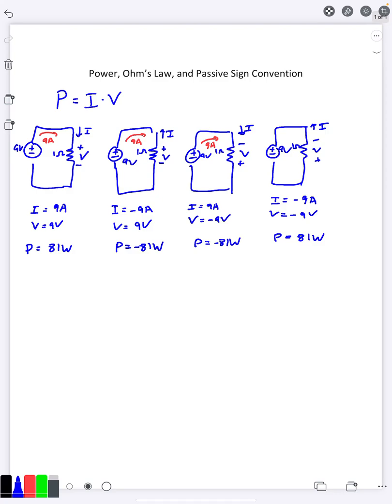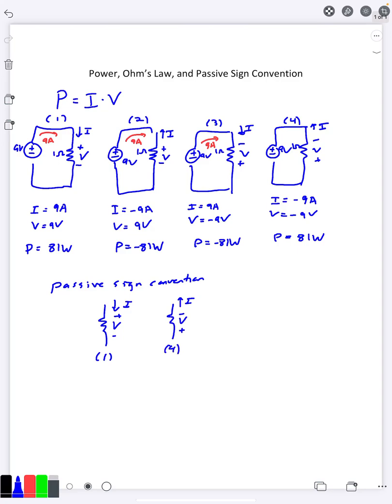And so what we say is, you have passive sign convention in any scenario where you label the current going into the plus side of the voltage for that element. So in this case here, it's the first scenario and the last scenario. If I number these 1, 2, 3, 4, then 1 and 4 follow passive sign convention. And whenever you follow passive sign convention, your power is I times V.